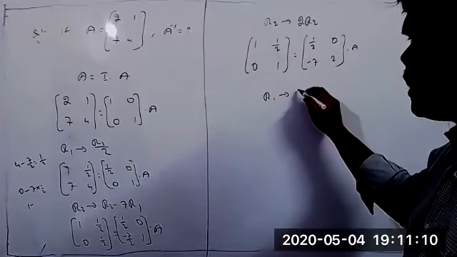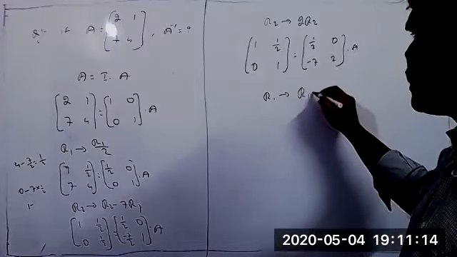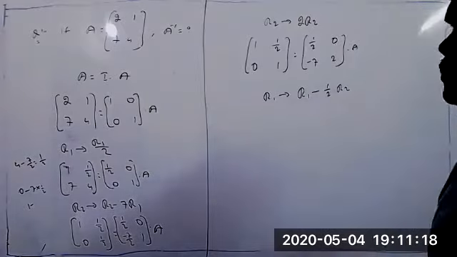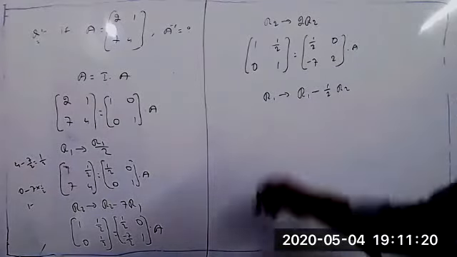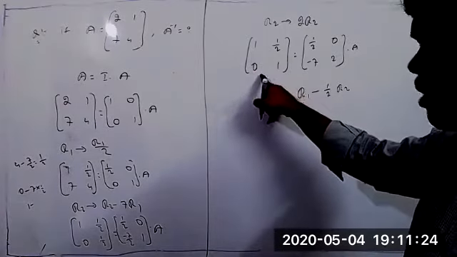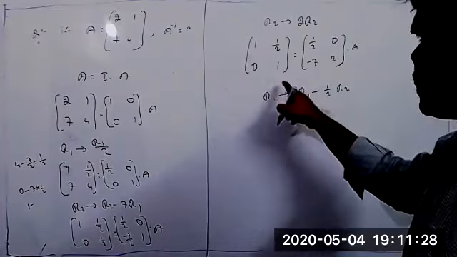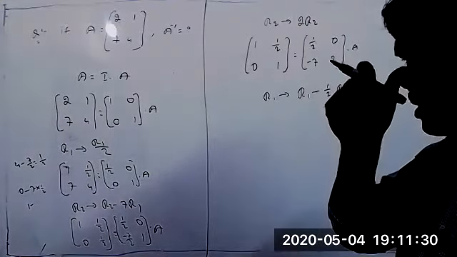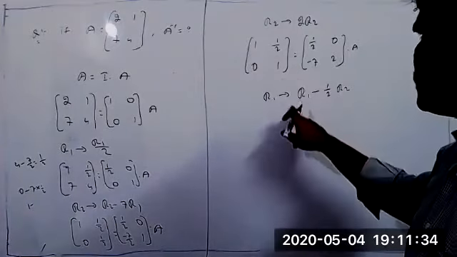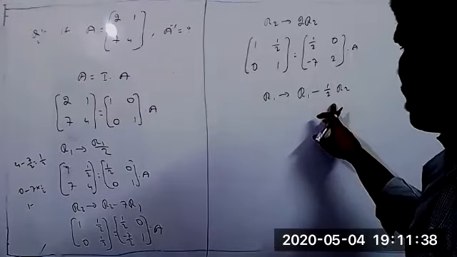R1 such that I'm taking here R1 minus 1 by 2 into R2. Correct? This will get 0 now. Because first this will remain. So 1 minus 1 by 2 into 0 equal to 0 only. 1 minus 0 equal to 1, which means we are not getting any changes. Now 1 by 2 minus 1 by 2 into 1, so 1 by 2 minus 1 by 2 equal to 0.